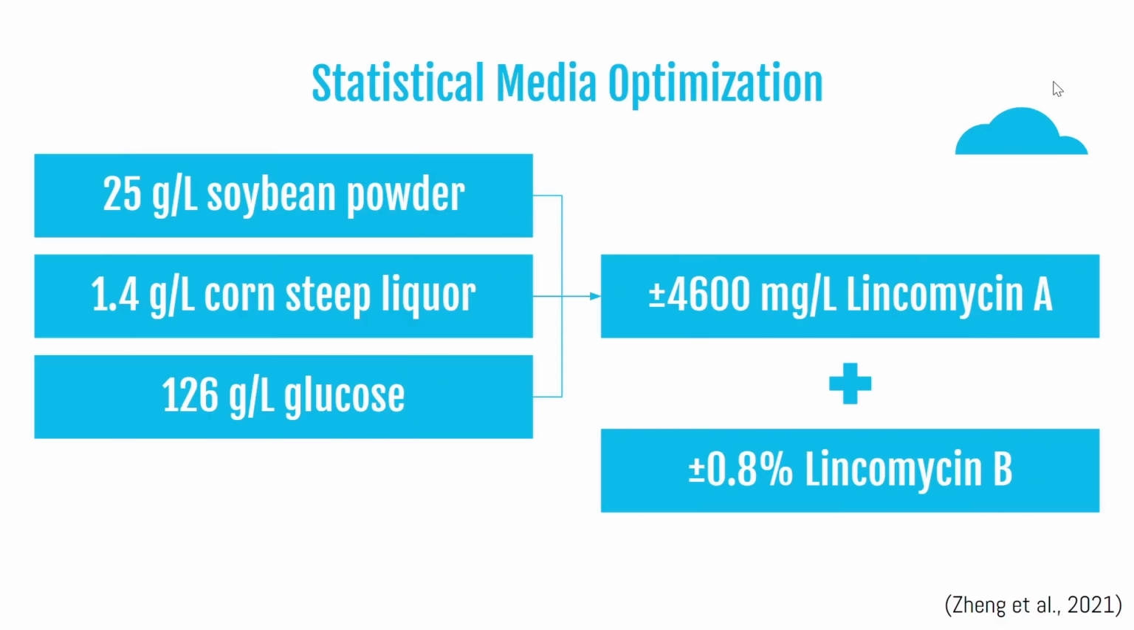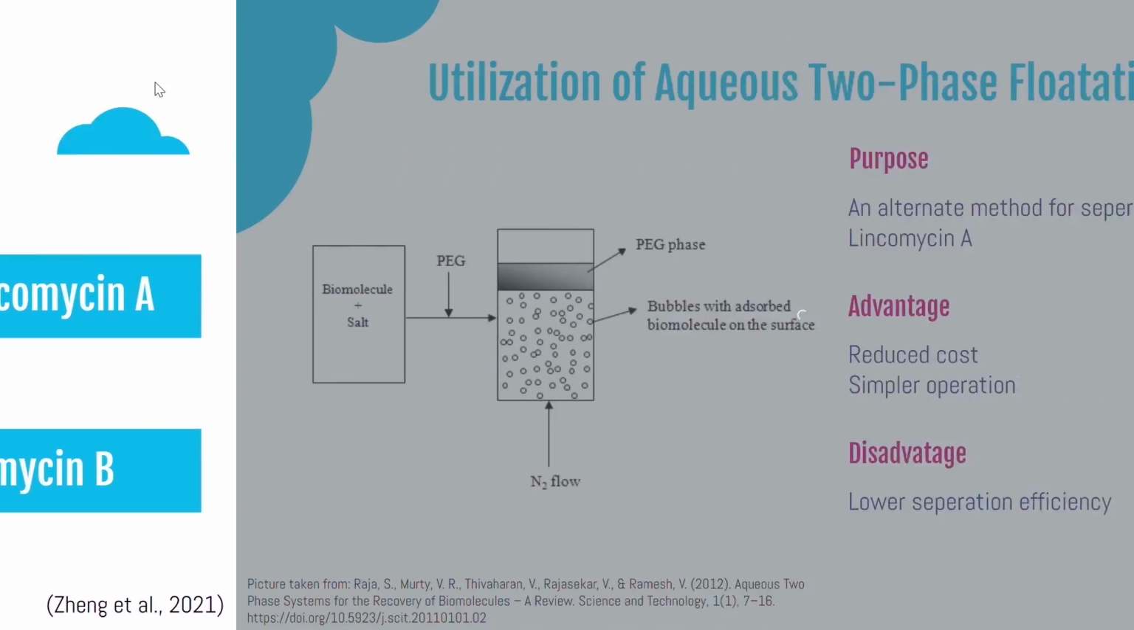Next is statistical media optimization. It is found that when you give the media 25 gram per liter soybean powder, 1.4 gram per liter corn steep liquor, and 126 gram per liter glucose, it will result in more or less 4,600 mg per liter lincomycin A. What is important here is that it results in more or less 0.8% lincomycin B, which is a very low amount, and that is precisely what we want in this case.